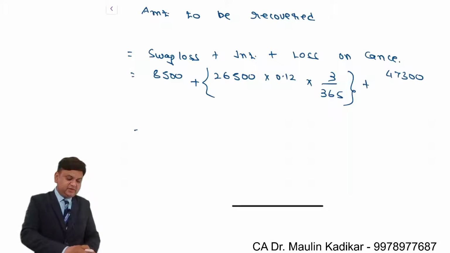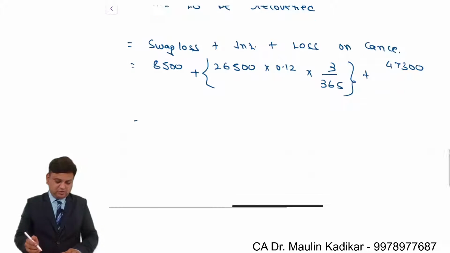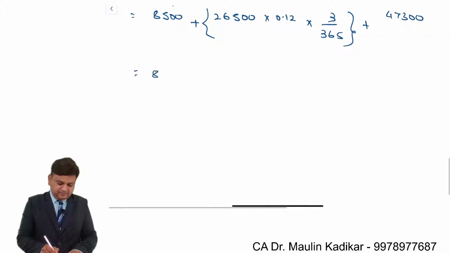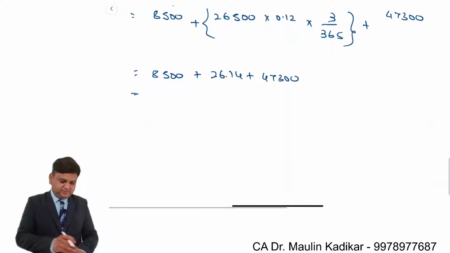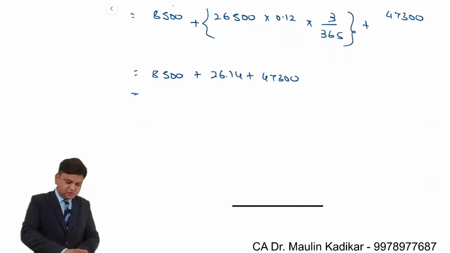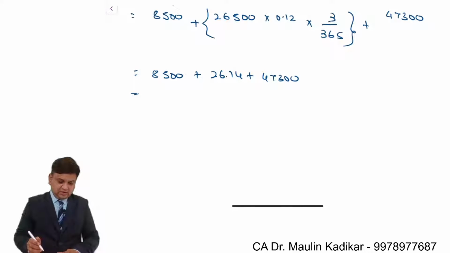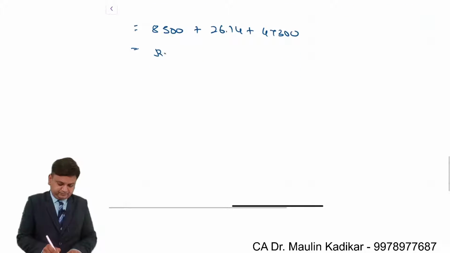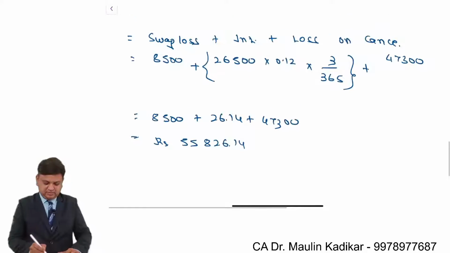So 26,500 into 12% into 3 divided by 365. So it is 8,500 plus 26.14 plus 47,300. So the total amount that I am going to recover is 55,826.14. This is the amount that I am going to recover from him.